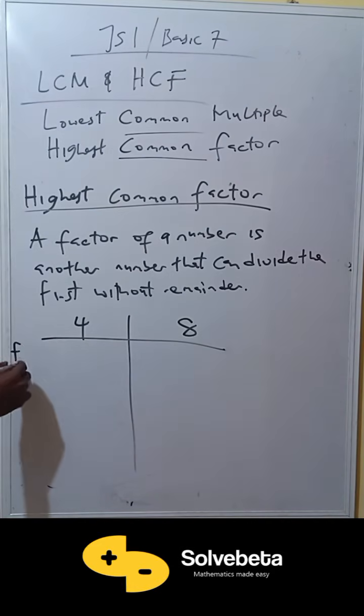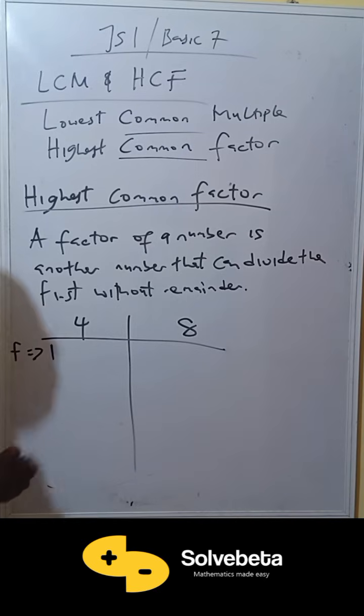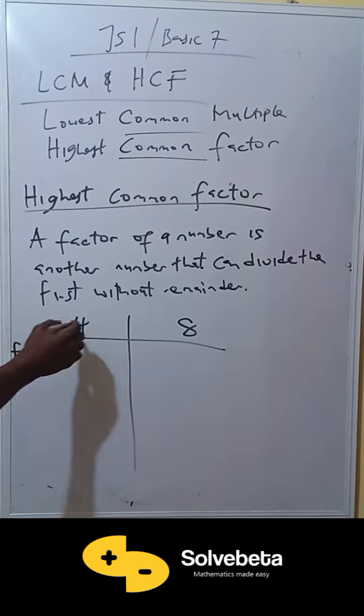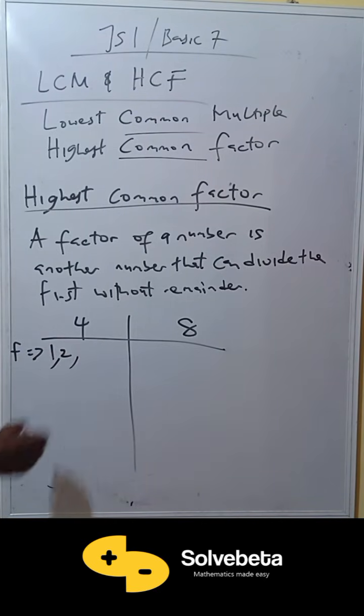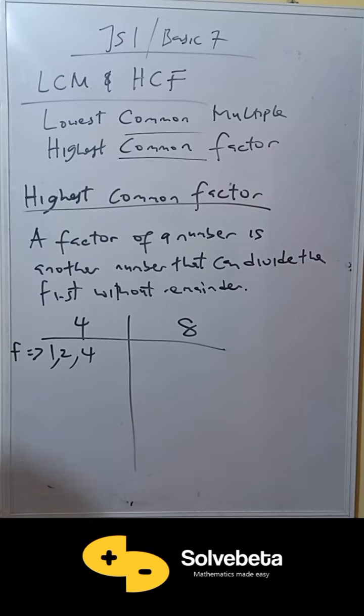Numbers that can divide 4. Take note that the first factor of 4 is number 1. 1 can divide 4. Which other number can divide 4? 2. I want you to think 2. And which other number? 4. So 1 and the number itself can always divide the number. Please take note of that.